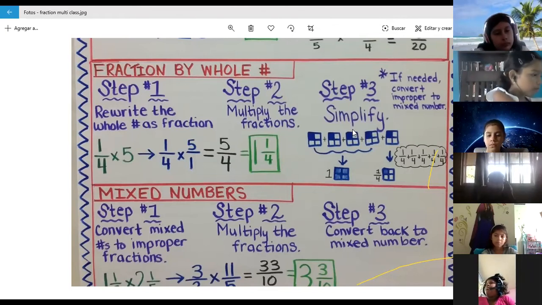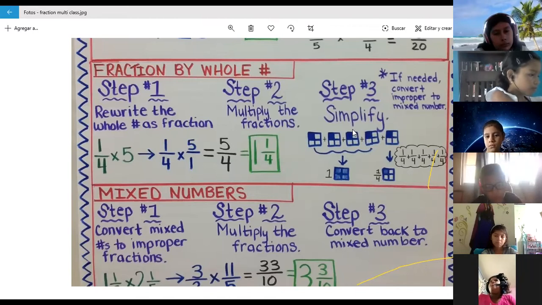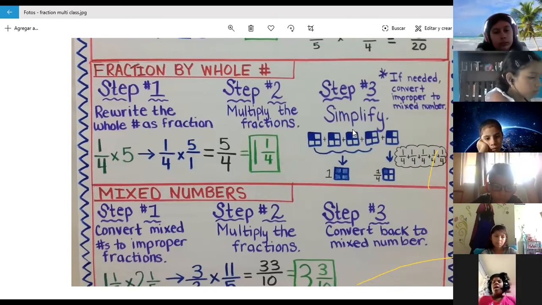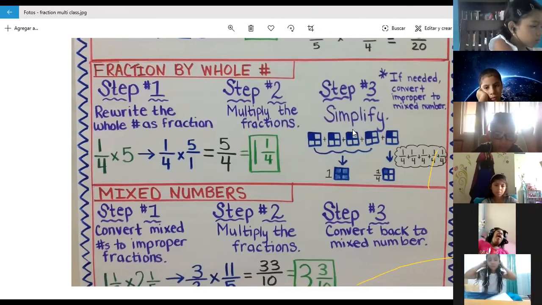Entonces, voy a multiplicar los numeradores y los denominadores. En este caso, 1 por 5 queda 5 y 4 por 1 queda 4. ¿Cuál es la respuesta? 5/4. Y yo lo dejo hasta allí.